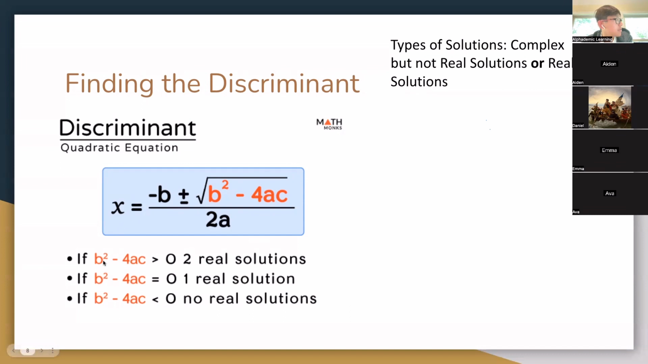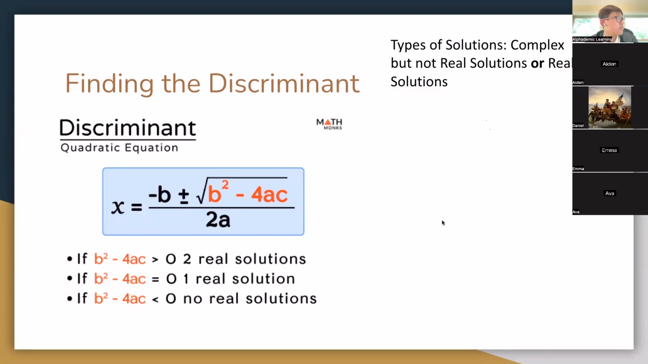If b squared minus 4ac is greater than 0, then you have 2 real solutions. If b squared minus 4ac is equal to 0, then there's 1 real solution. And if b squared minus 4ac is less than 0, then there are no real solutions, meaning that the answer has an i in it or something like that. It is the square root of a negative, so it just means that it is not a solvable real solution.